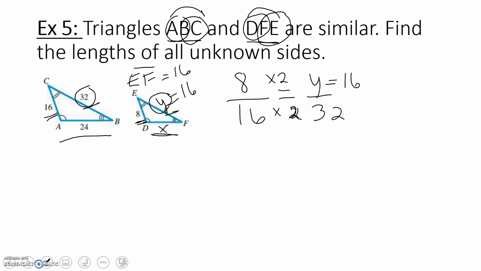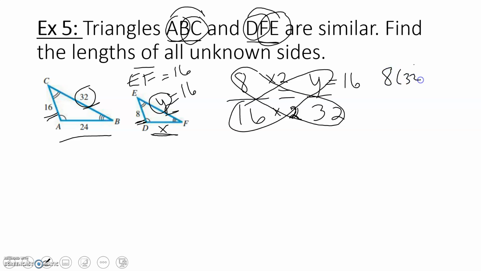Now, the other way you could do it is you could cross multiply. So you would do 8 times 32 equals 16 times Y, and you could solve that out. Divide both sides by 16. So you do 8 times 32 divided by 16, and you will get that Y is 16. Alrighty?